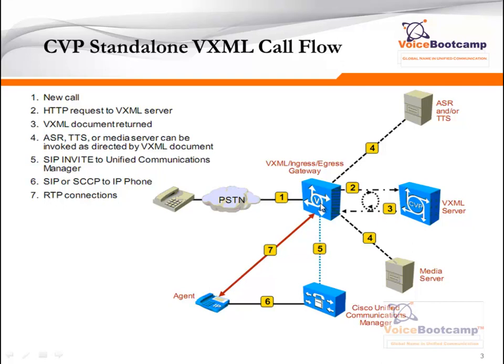Now, in step 3, the XML document is returned back to the gateway. At that moment, the gateway can communicate with an external device such as ASR or TTS if it requires text-to-speech, or it can communicate with a media server for further prompting. Once that part is done, the gateway will initiate an invite message to the communication manager, such as the call manager. In step 6, the call manager will then contact the agent, and once the agent answers the call, the communication will be between the agent phone and the voice XML gateway. An RTP session will be established in this scenario.